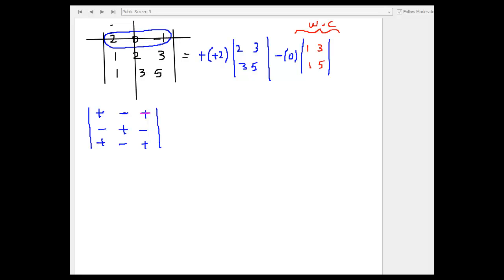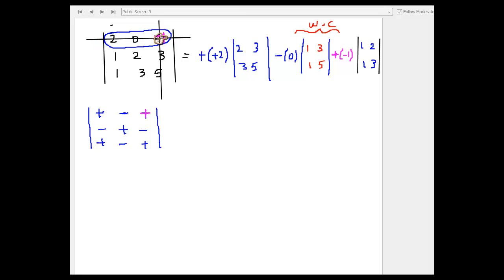The next element, the sign is plus. So here the sign of the next element is plus. The value of that here is -1, which is right here. So we just put -1 here, times the minor matrix that we need here. Again, we're going to move this line to the next element. Whatever elements these lines don't cross would be the minor matrix for the next one. So here we have 1, 2, 1, 3.